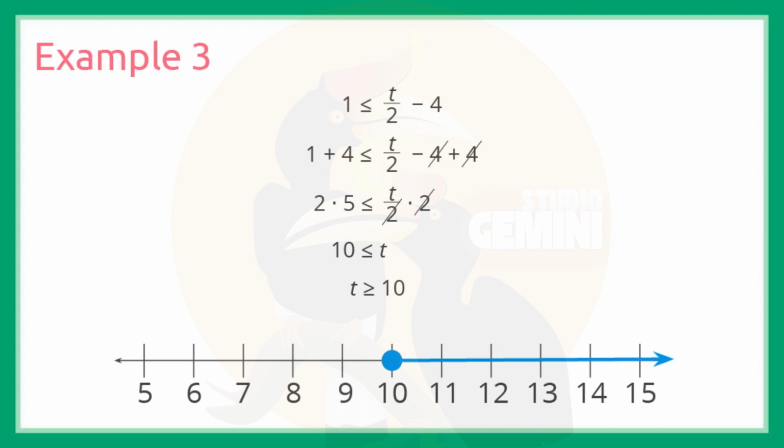Graphing solutions to two-step inequalities combines a lot of prior knowledge of solving inequalities and graphing inequalities. Keep up the good work.